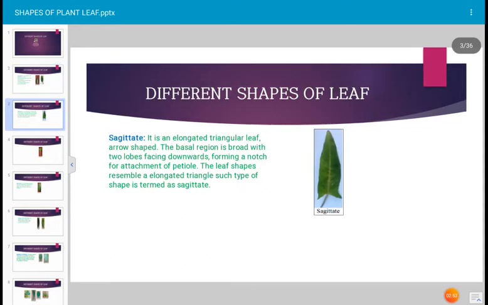Next, this is the sagittate shape of leaf. As shown in the photograph, it is an elongated triangular leaf, arrow shaped. The basal region is broad with two lobes facing downwards, forming a notch for attachment of the petiole. The leaf shape resembles an elongated triangle. Such type of leaf shape is described as sagittate in taxonomy.